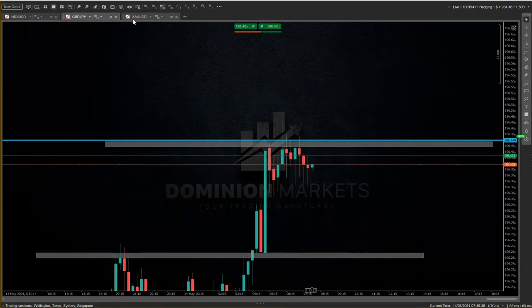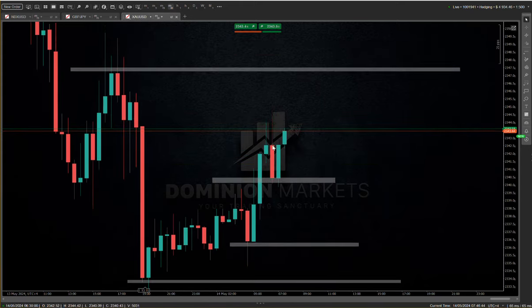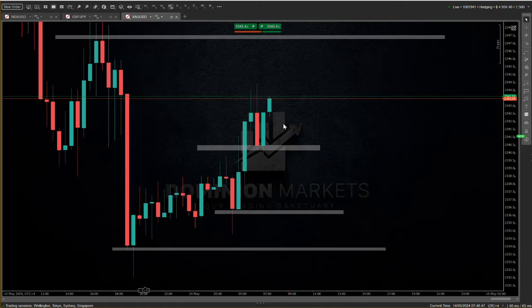But if you look at the ranges on gold, the buys on pound yen are very, very clean. The buys on gold are not that clean, just waiting over here. So yeah, let's see what happens.